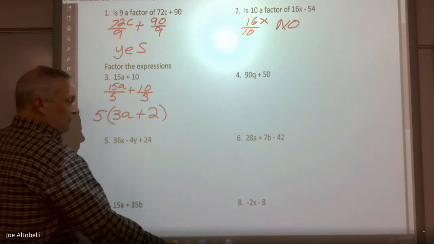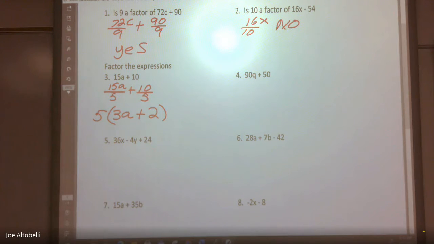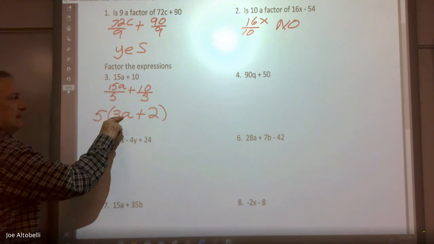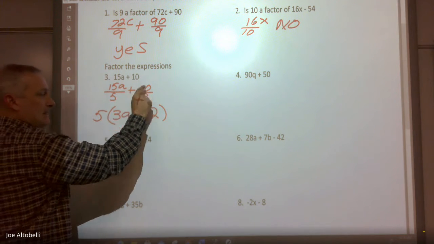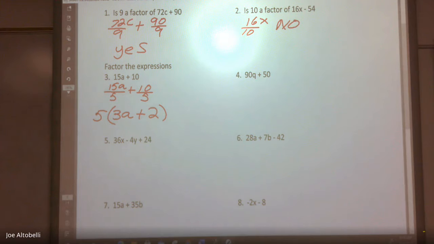For those people who remember how to do the distributive property, if I were to distribute, I would get the original again. Does everyone see that?